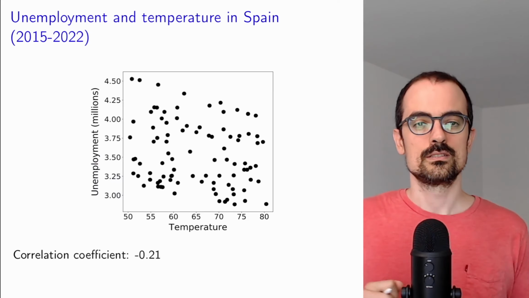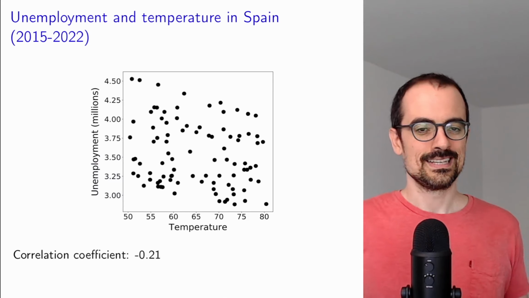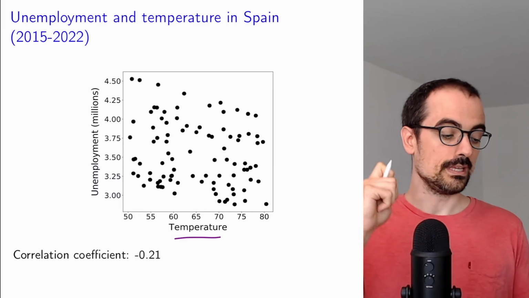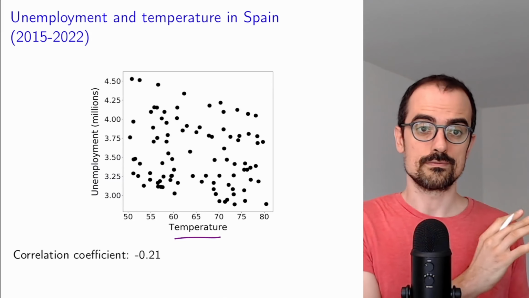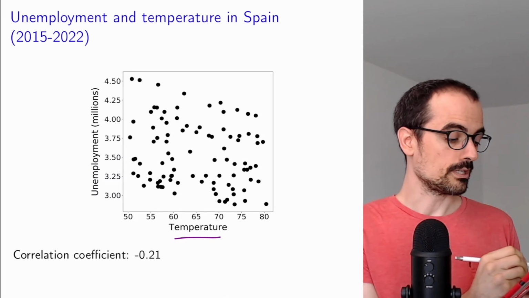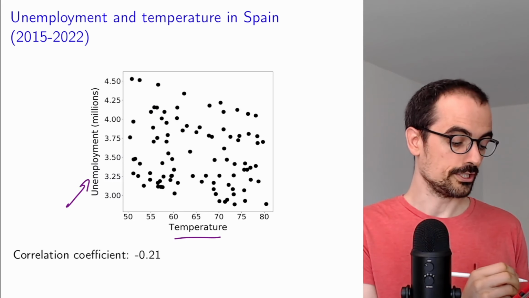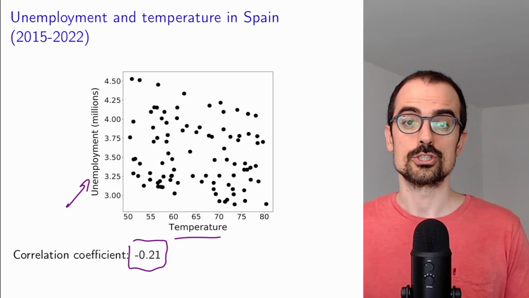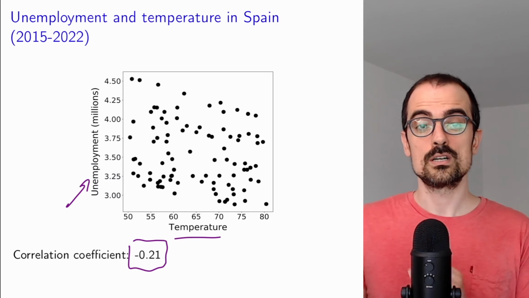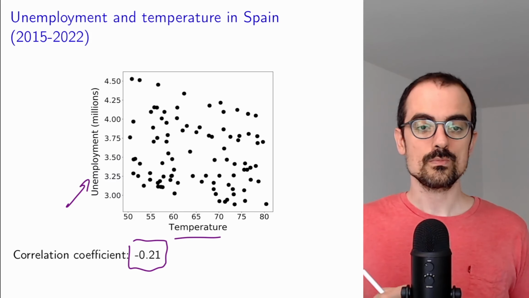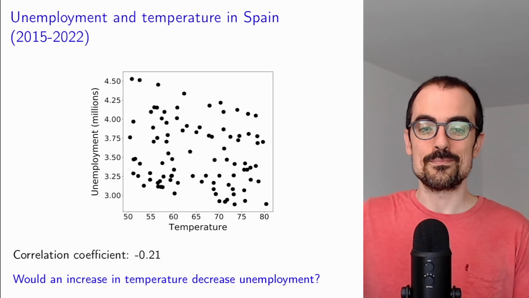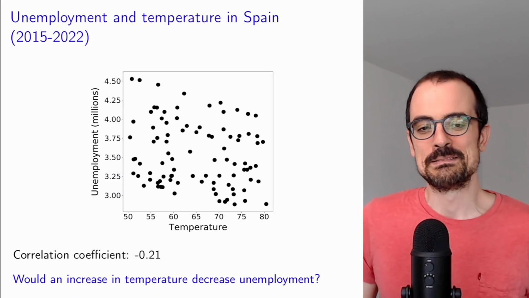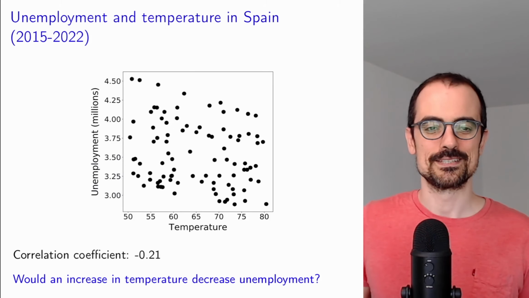Finally, our last example tries to connect unemployment and temperature in Spain. In this scatter plot, you see the temperature in degrees Fahrenheit in different months in the period 2015 to 2022, and the corresponding unemployment in millions. And we observe a correlation coefficient of minus 0.21, which indicates a negative correlation between unemployment and temperature. When it's warmer, the unemployment goes down in Spain. And now the key question is, would an increase in temperature decrease unemployment? Even not knowing much about economics, like I don't, this seems pretty surprising.